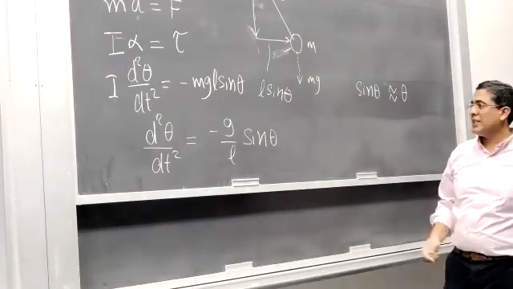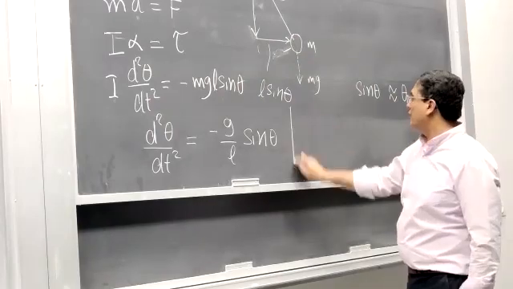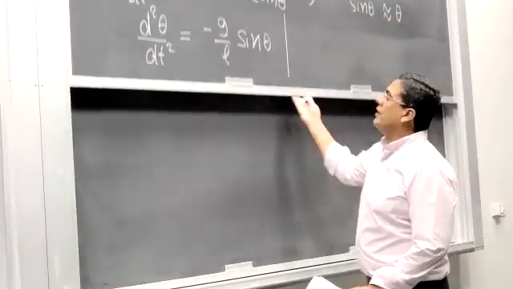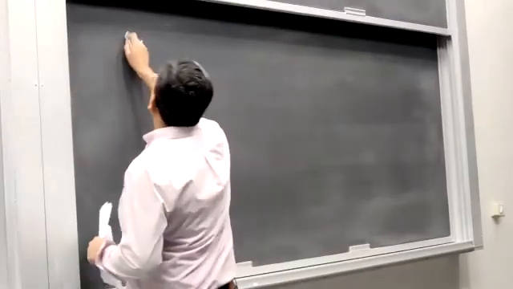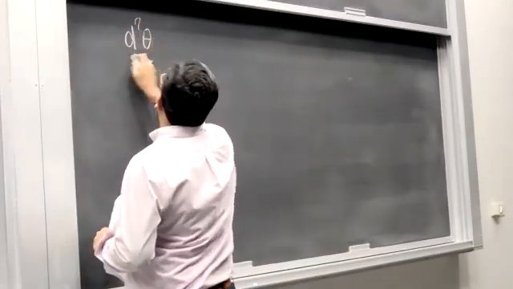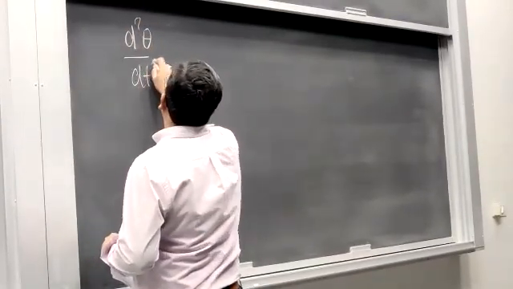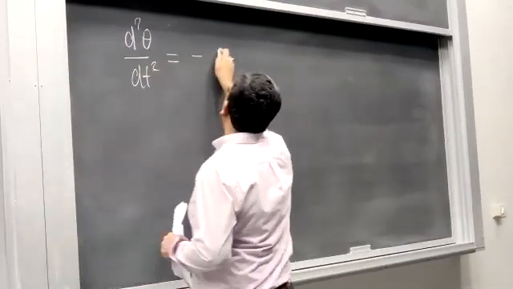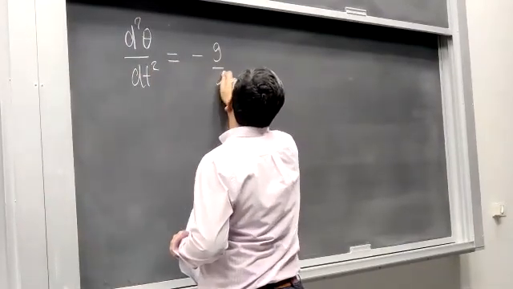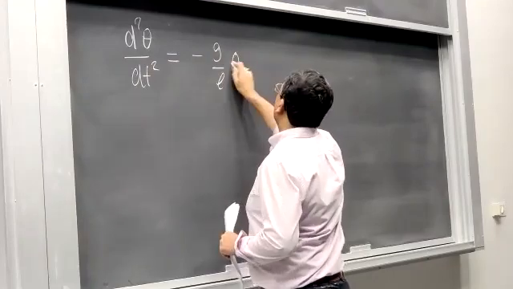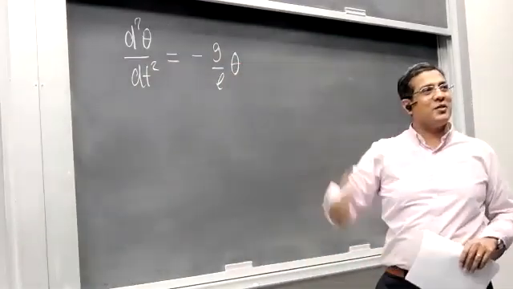So I can further write this equation as d square theta over dt square equals minus g over L theta. It's exactly the same equation as before.